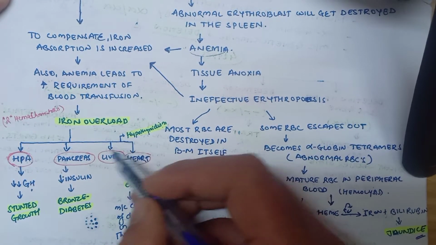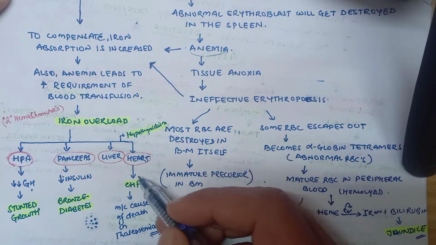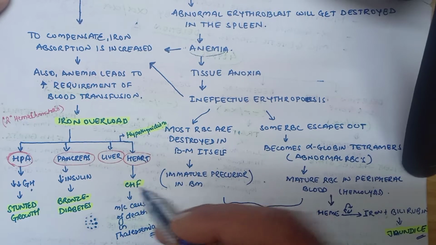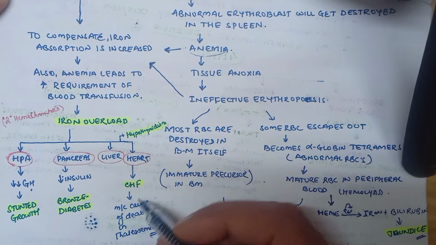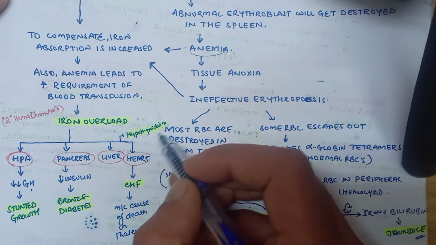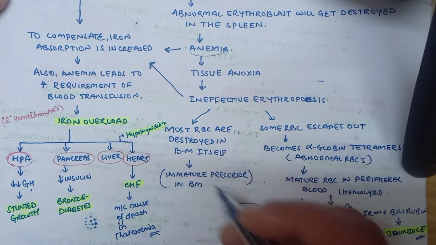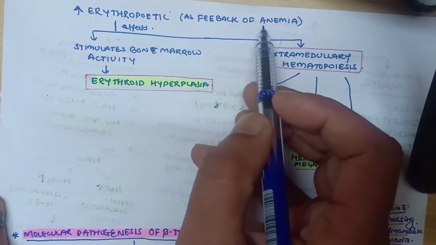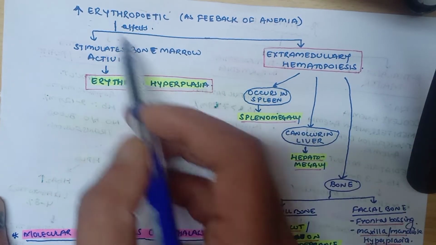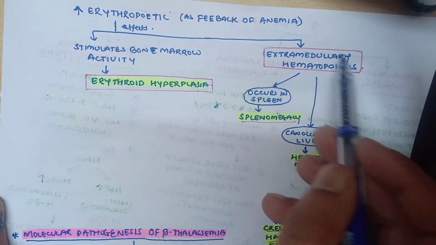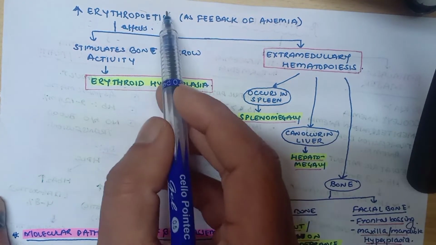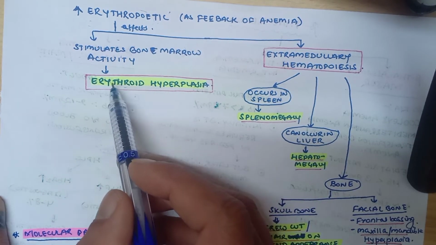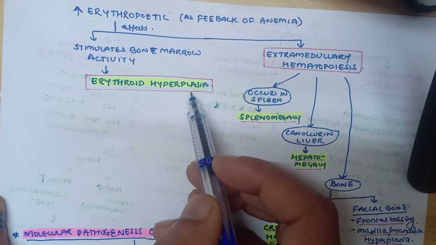Iron accumulation will also occur in the liver and heart. In the heart, it will cause congestive heart failure, and this congestive heart failure is the most common cause of death in thalassemia. It will also affect the thyroid, resulting in hypothyroidism. As there is increased erythropoietin as a feedback mechanism of anemia, it will affect the bone marrow as well as extramedullary hematopoiesis. So increased erythropoietin level will stimulate the bone marrow activity and will result in erythroid hyperplasia.